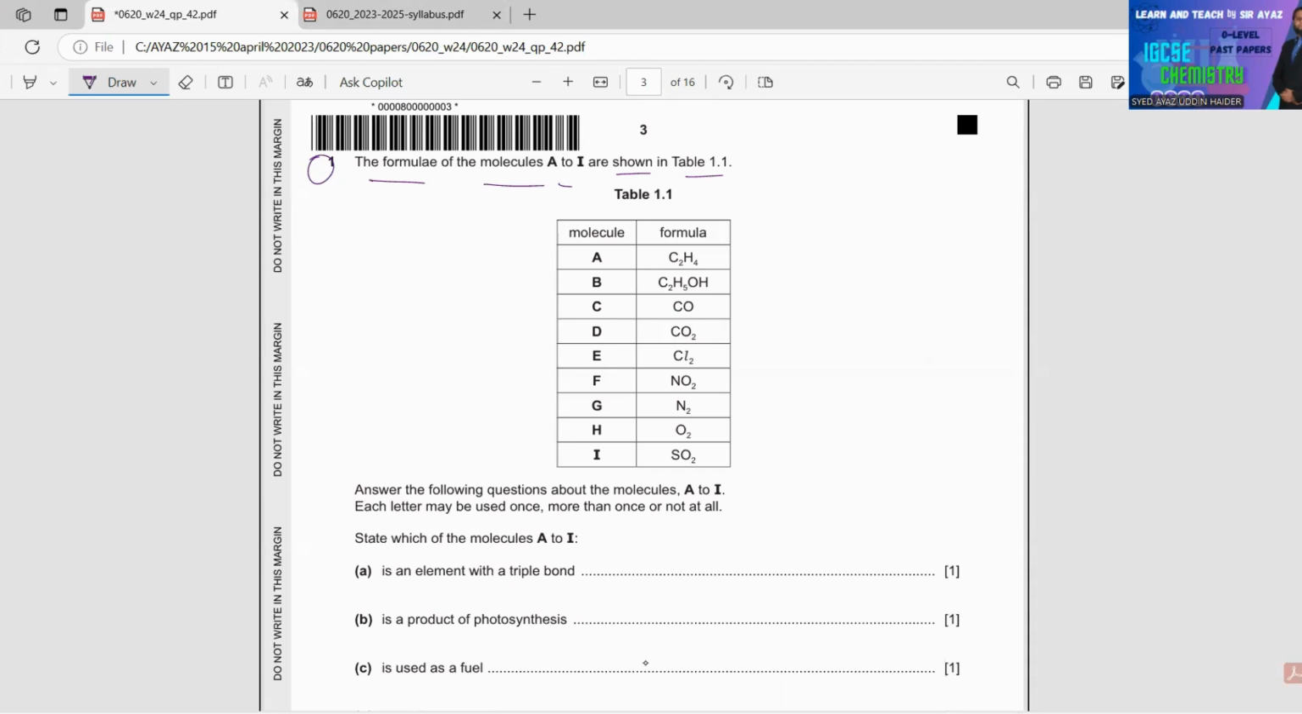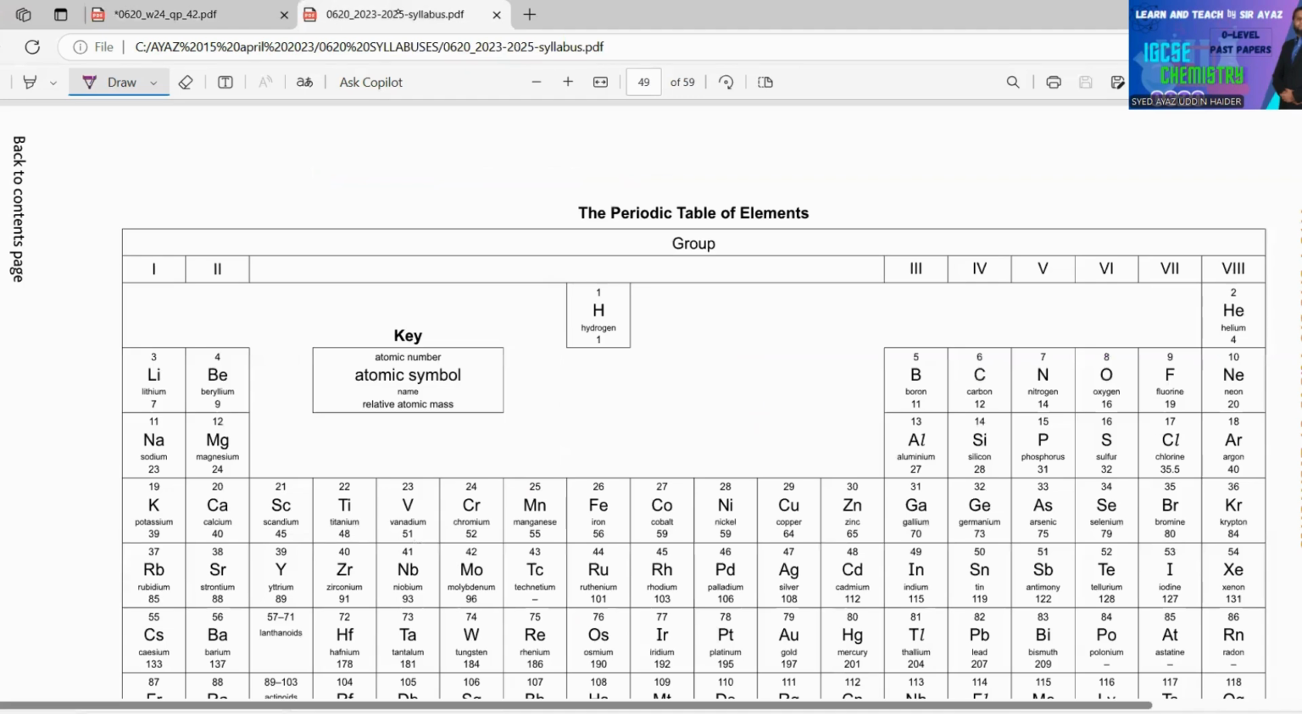Now they are saying an element with a triple bond. We have elements Cl2, N2, and O2. Chlorine is in group 7. It needs 1 electron to complete its valence shell. Oxygen is in group 6. It needs 2 electrons to complete its valence shell. Nitrogen is in group 5. It needs 3 electrons to complete its valence shell.